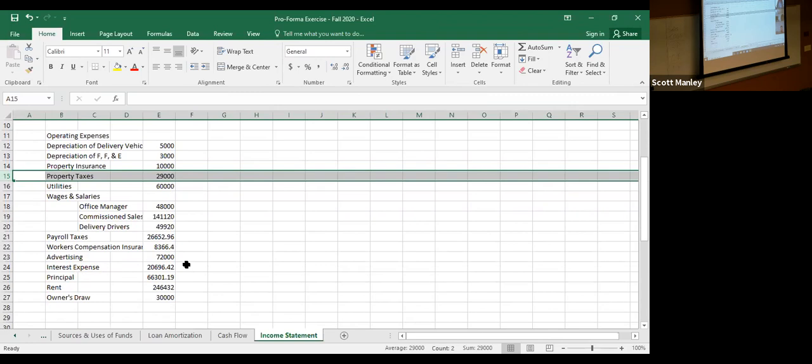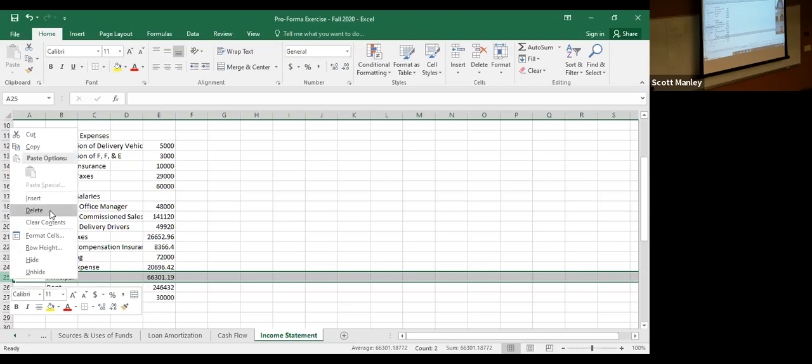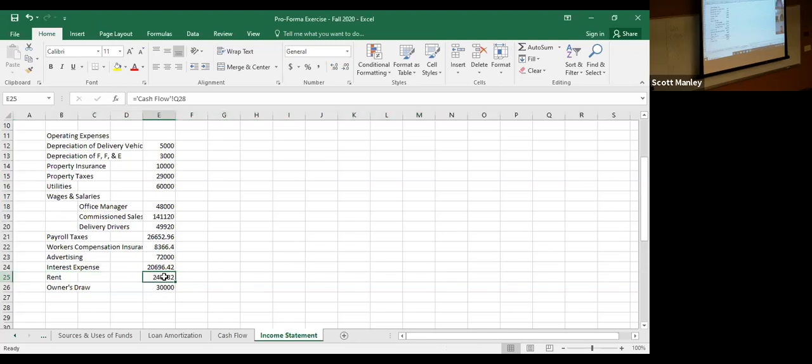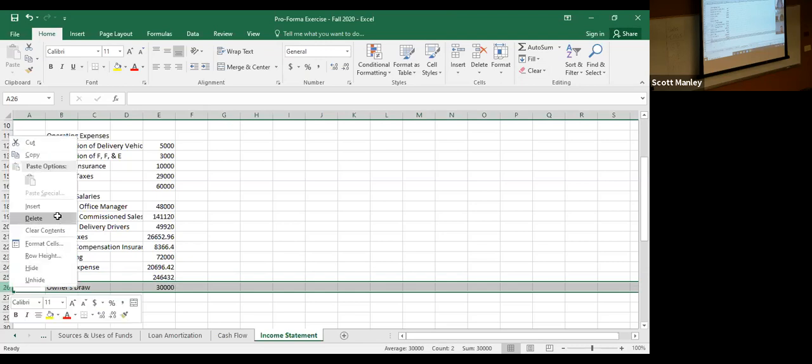My principal is not an expense. Reducing the amount that I owe the bank, that's not an expense, okay? The only way you make that an expense is if you count when you get the loan as income. Don't do that. Believe it or not, I've seen businesses do it, and it's one of the dumbest things you can do, okay? Is rent an expense? Yeah. Owner's draw, is that an expense? No. So I delete it, okay?